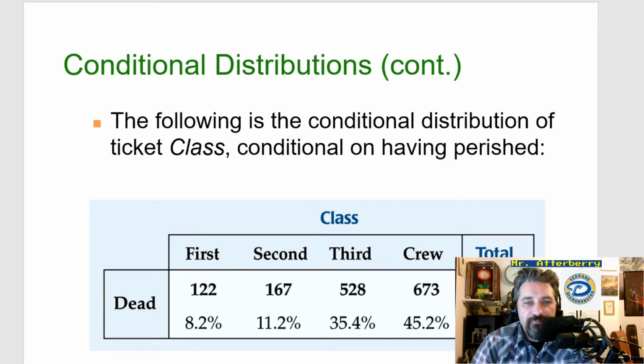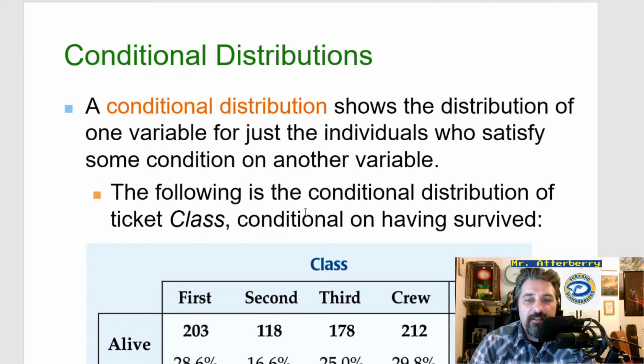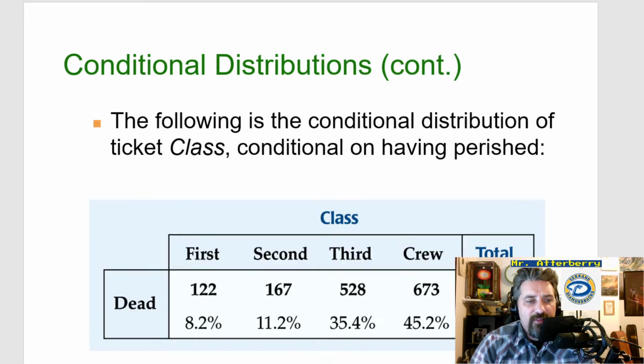members. So as you notice, 29.8%, almost 30%, were crew members that survived, but almost 50% of people that died were also crew members. So that kind of shows you that the crew members were a large percentage of the overall people on the ship. All right.